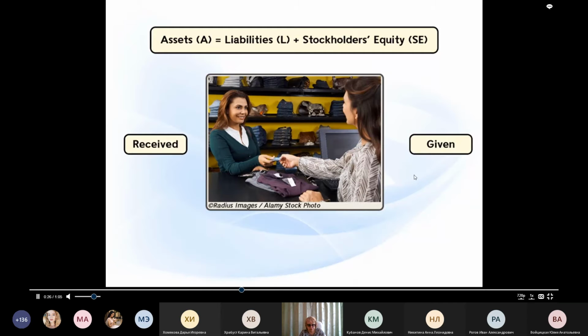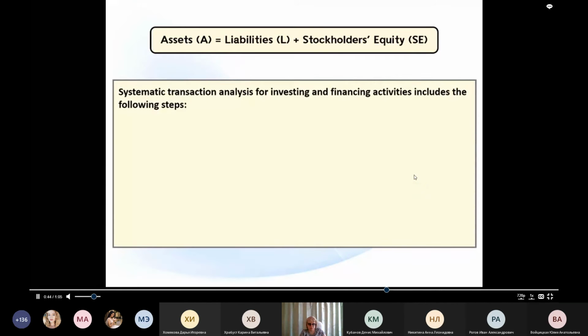As a result, every transaction has an effect on at least 2 accounts, one or more accounts relating to what is received and one or more accounts relating to what is given in exchange. This is known as the dual effects concept. The accounting equation must always remain in balance when we record a transaction. These 2 rules form the basis of the 2-step approach that can be used when analyzing transactions.